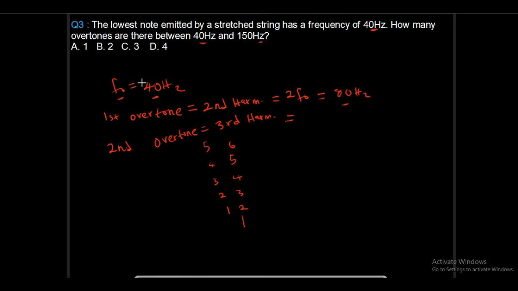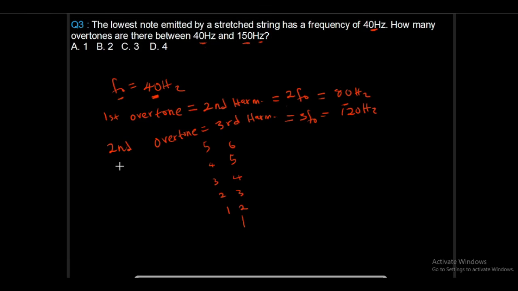And third harmonic for a string is 3 times fundamental frequency. Fundamental frequency here is 40. So we have 3 times 40, which is going to give us 120 hertz. And 120 is in between 40 and 150. All right, so we have first overtone and second overtone found in between.